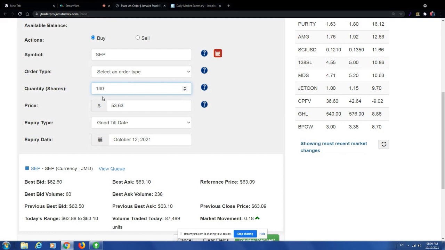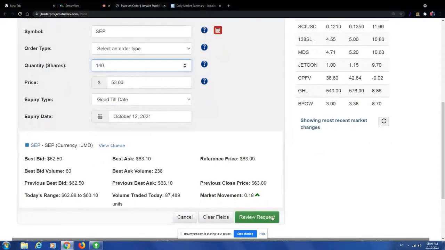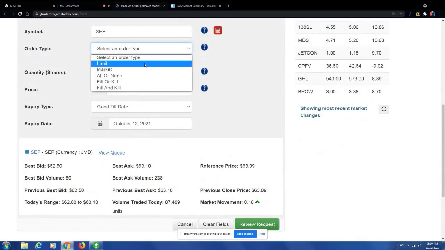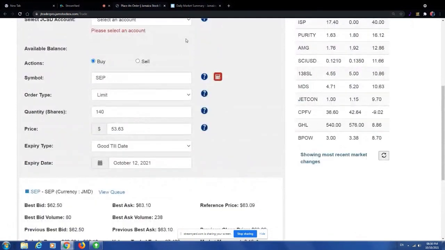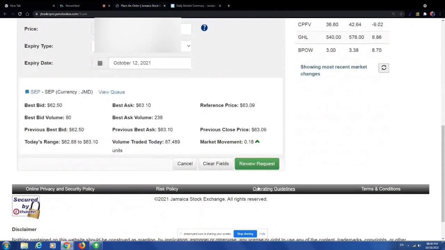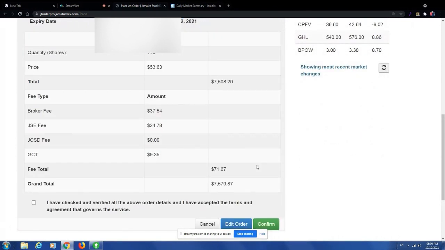So it's 140. Review. Oh, I'm going to put limit. Review order. Review request. Let's select the account. So everything is good. As I said, I don't see any queries telling me that I need to have enough funds. So confirm.